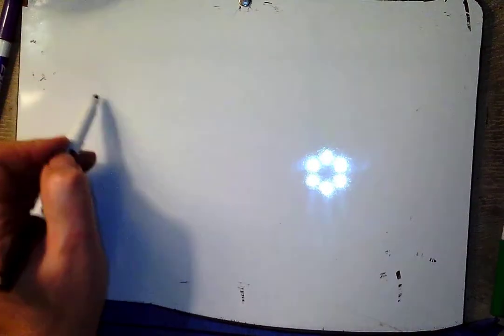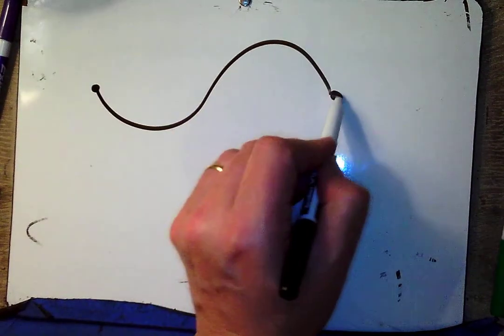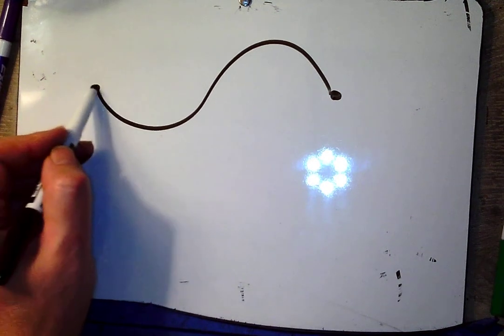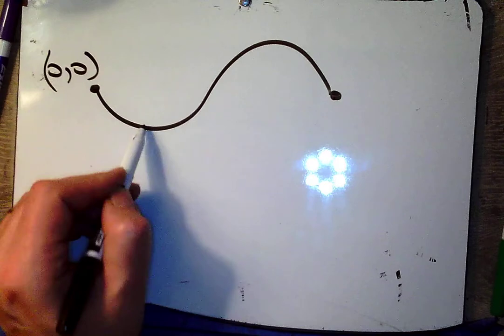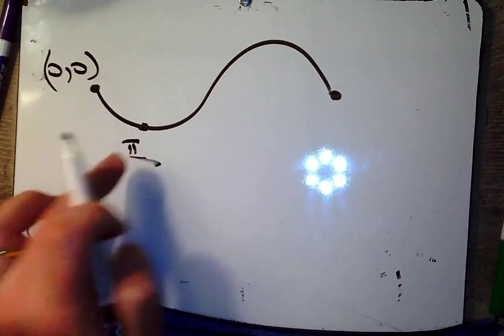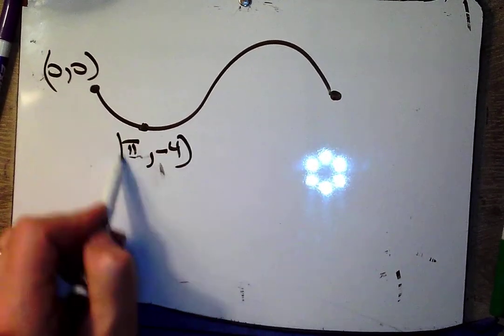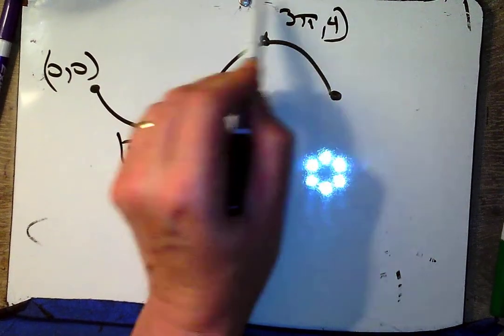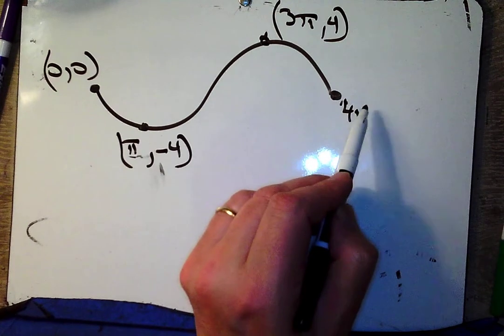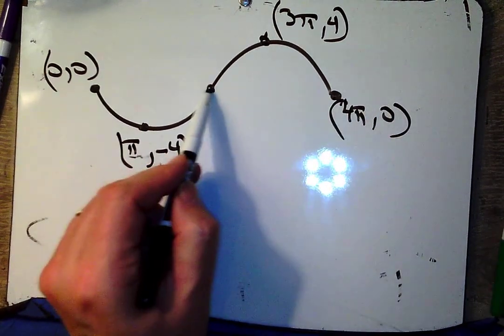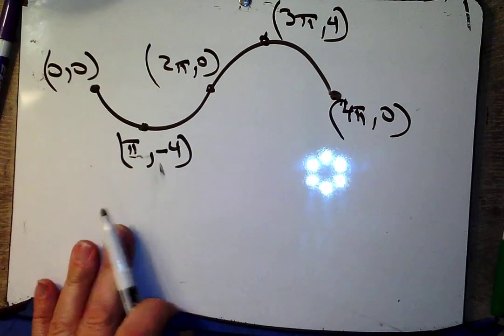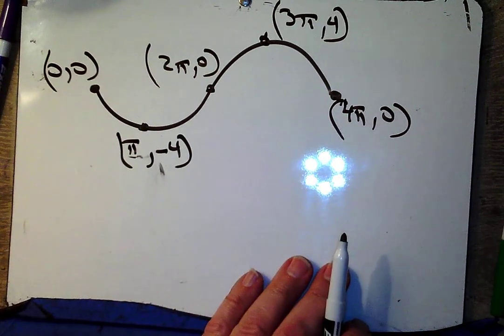Okay, one last one. How about this graph? This graph. (0, 0), (pi, -4), (3 pi, 4), (4 pi, 0). I guess there's a point here at (2 pi, 0). Okay, can you write me the equation for this trig function?